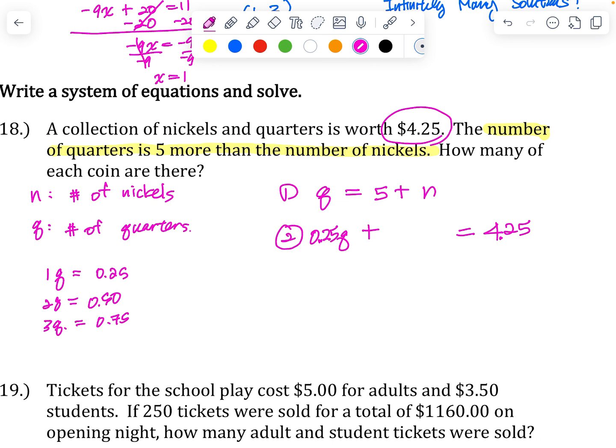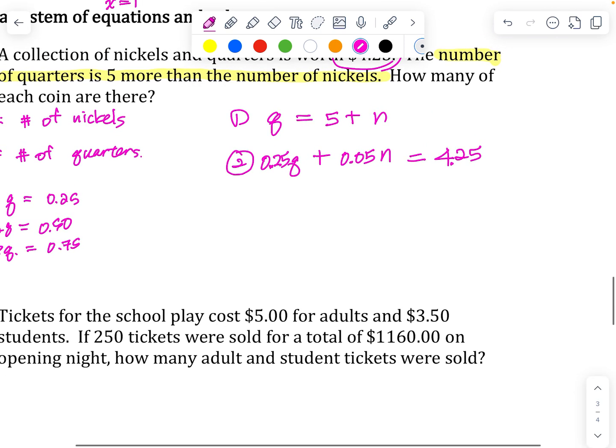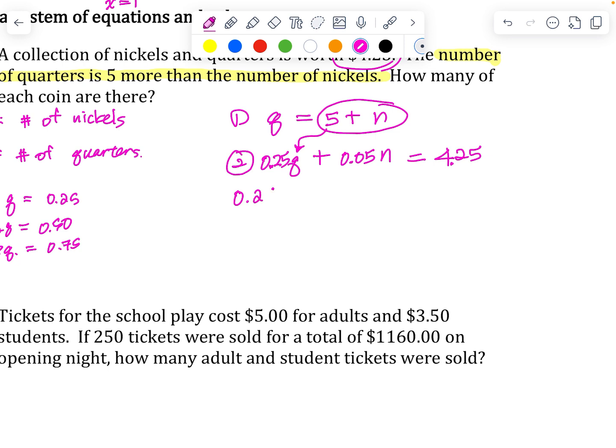Plus nickels, same idea. It's going to be 0.05. A nickel is 5 cents times N. So for this one, I'm going to use substitution. Take that and place it in the place of Q right there. That's going to be 0.25 times 5 plus N, plus 0.05N equals 4.25.